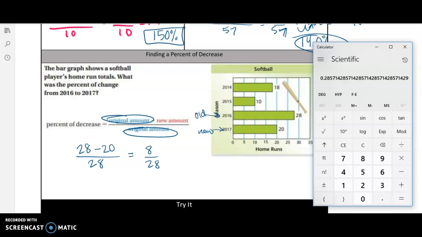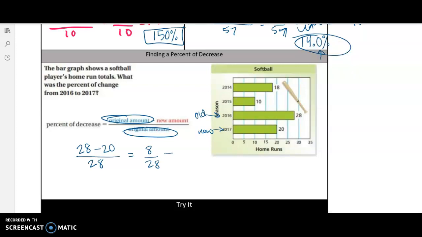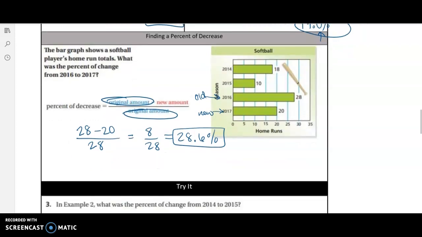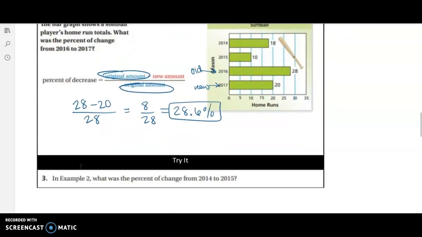And then we multiply that by 100. And so now let's just round it to the nearest tenth. So we get 28.6 because that 7 makes that 5 round up. So that means that the softball players' total home runs decreased 28% from 2016 to 2017. That tells us that they had more home runs in 2016.